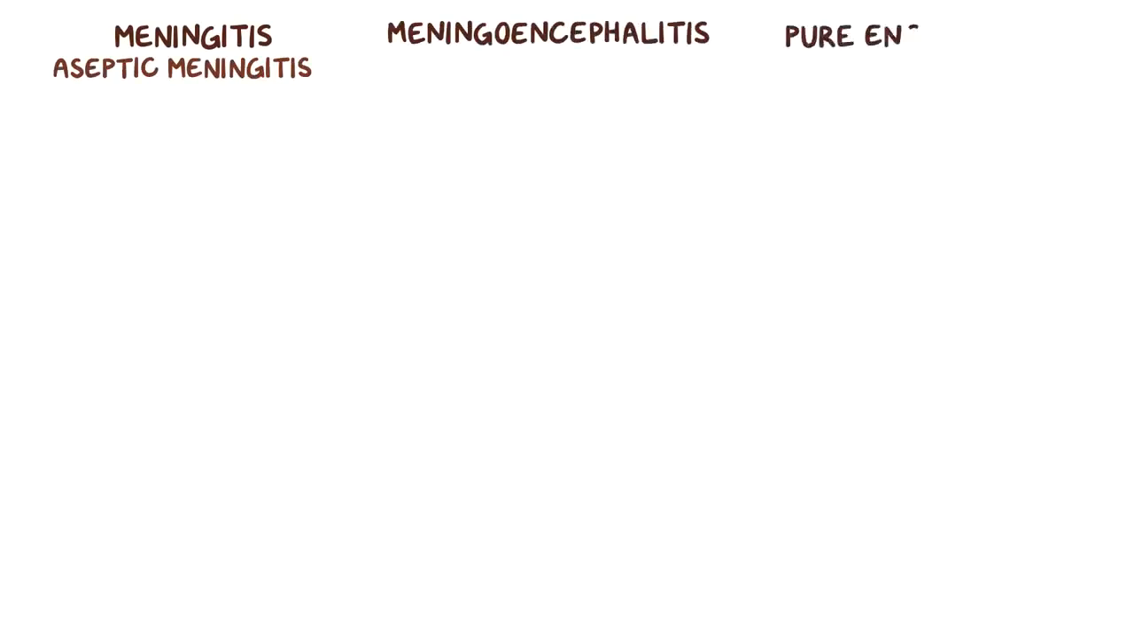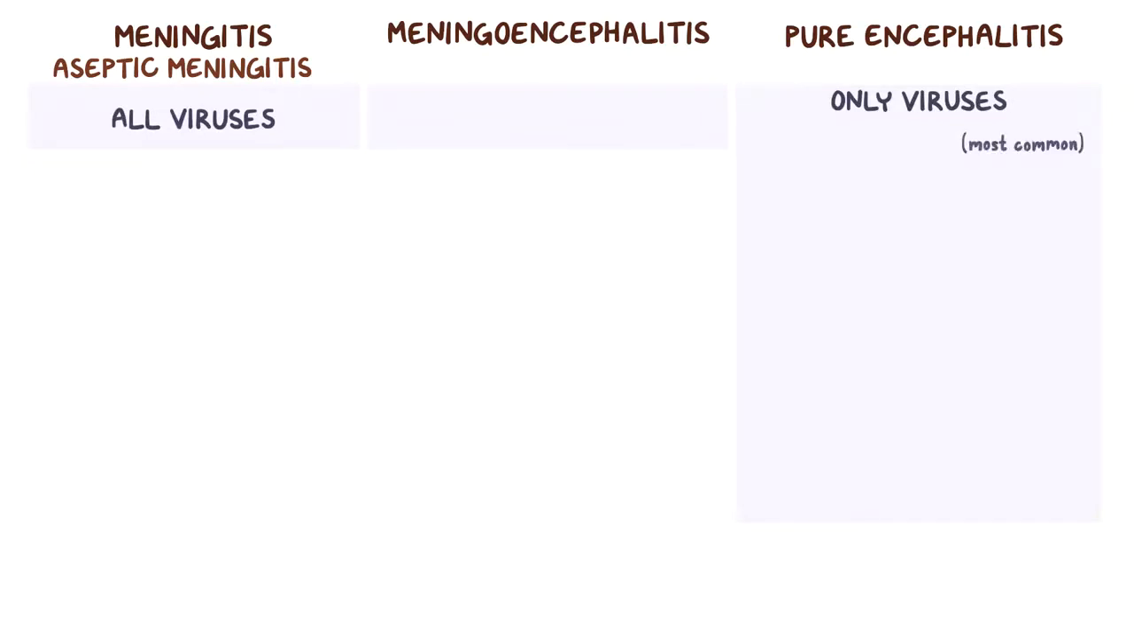Now, viruses can cause aseptic meningitis, meningoencephalitis, or pure encephalitis. Pure encephalitis without meningitis is usually caused by viruses. The most common cause is a group of viruses called enteroviruses, like echovirus and Coxsackie virus. From their name, we know that these viruses make their way into the body through the intestines.